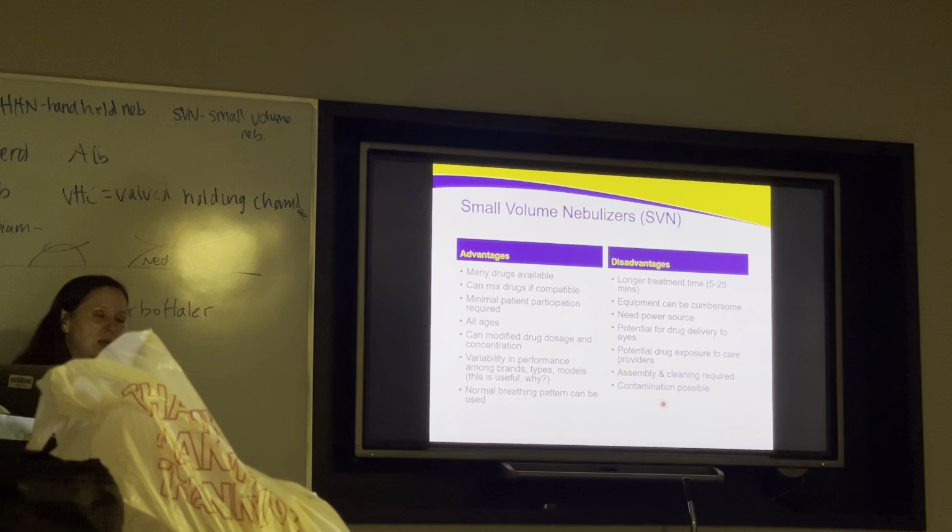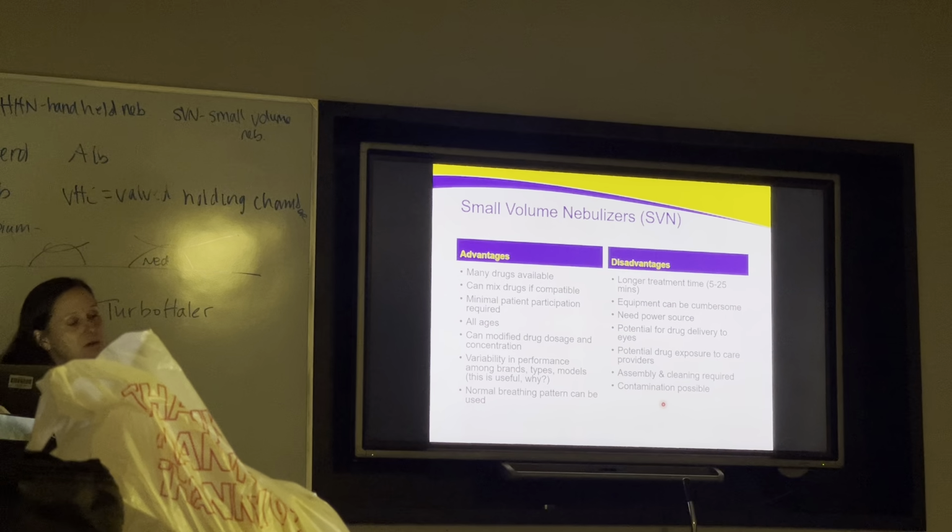We can do it for any age group, same as inhalers. We can modify the dosage much more easily than if we're using an inhaler, which is the same dose every compression, versus this, I can turn it on and off or dilute it. There is some variability in performance, and I would like to ask, based on this information here, why you think having variability in performance across devices might be helpful, if you're treating a different area, such as?